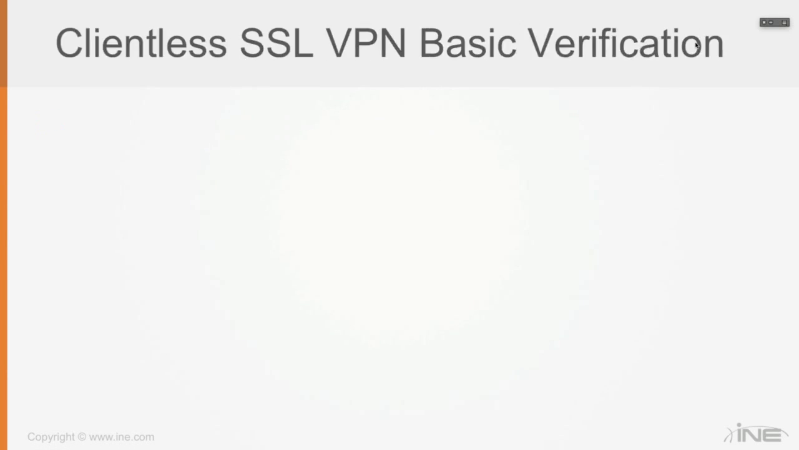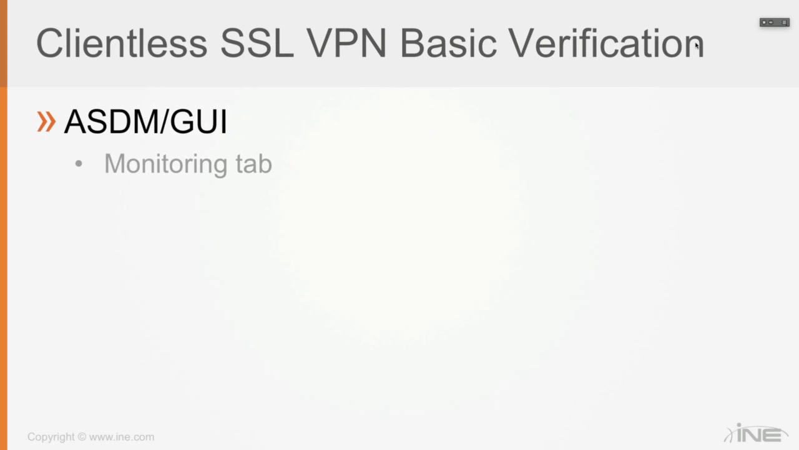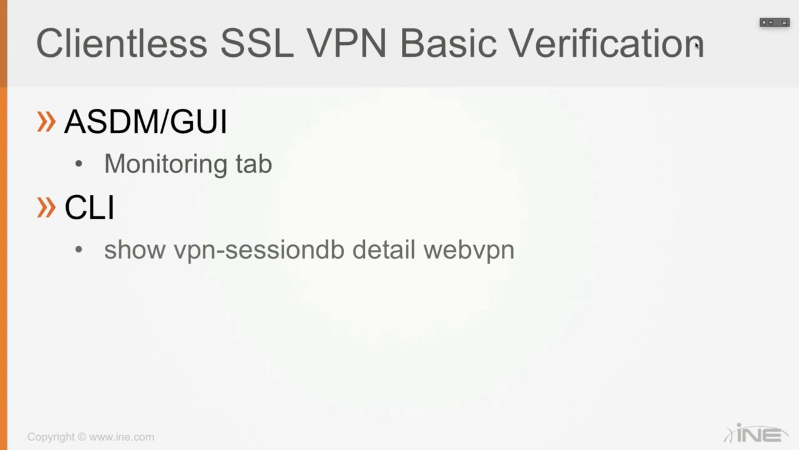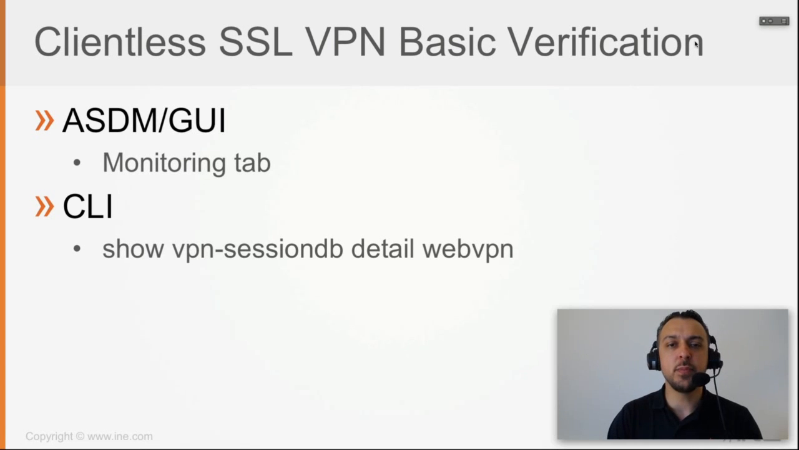And of course, in the end, verification-wise, we just go in the ASDM GUI in the monitoring tab to see which clientless SSL VPN sessions are established, and what the negotiated algorithms, the connection profile, the group policy and the authorization attributes were. And at the CLI, the same command, but now we're saying show me the VPN session database details for the webvpn connections, not for the AnyConnect connections. Now the command is webvpn.